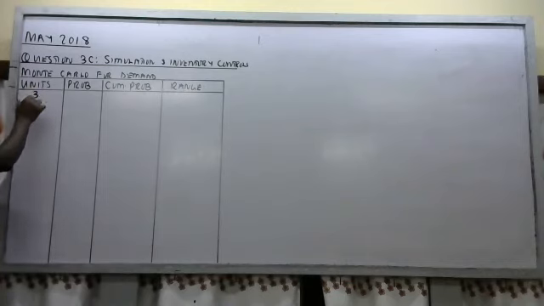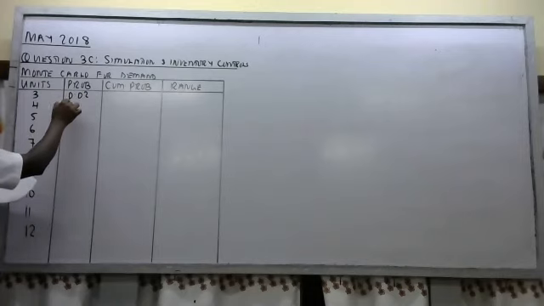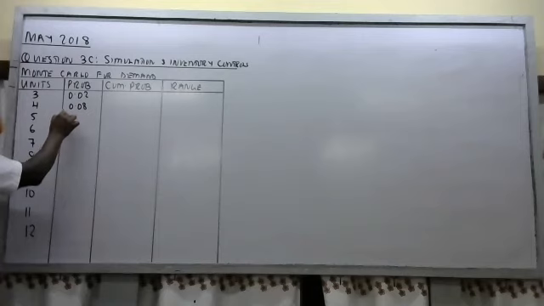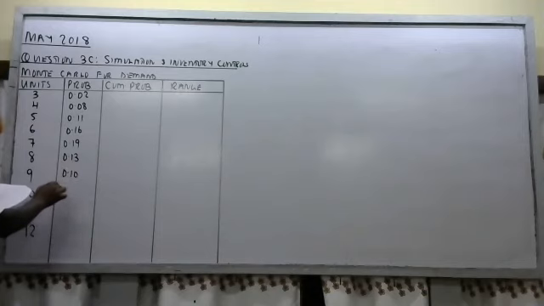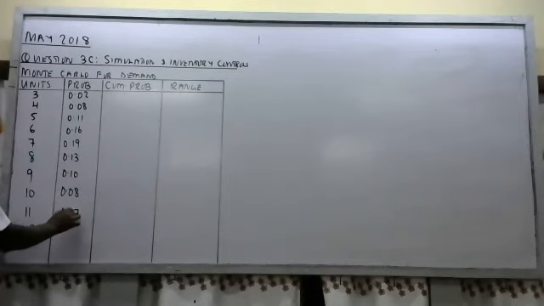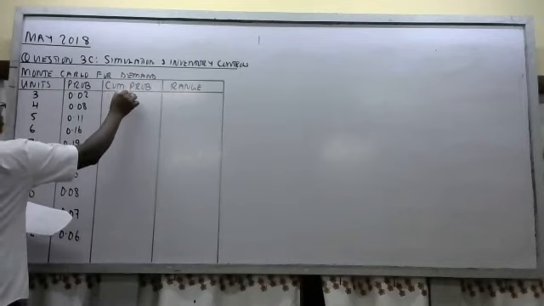So this is 3, 4, 5, 6, 7, 8, 9, 10, 11, 12. Probabilities: 0.02, 0.08, 0.11, 0.16, 0.19, 0.13, 0.10, 0.08, 0.07, 0.06.